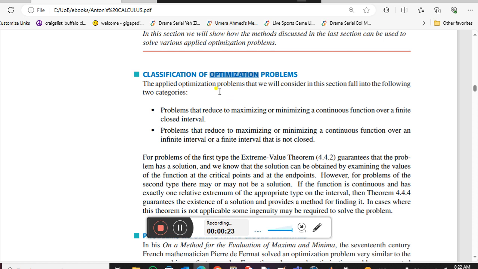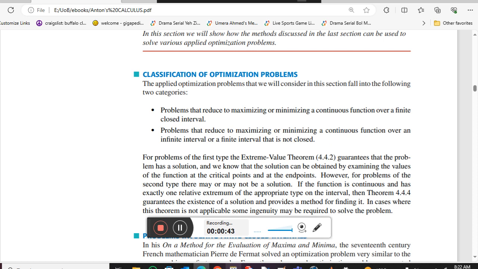So we will study two types of optimization problems here. The problems of finding maximum or minimum over a finite closed interval, and the problems of finding maxima minima over infinite interval or the intervals that are not closed.